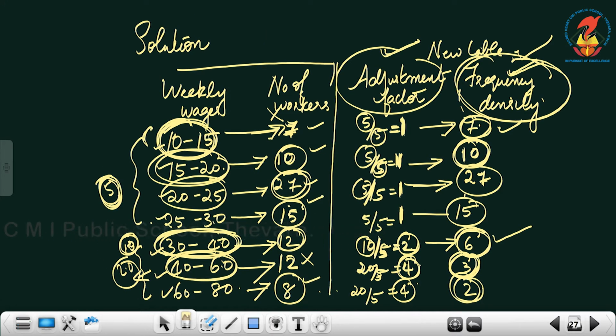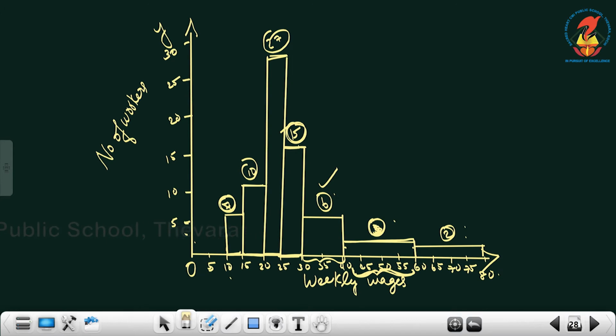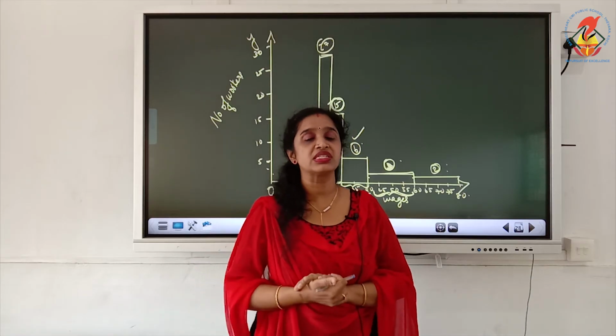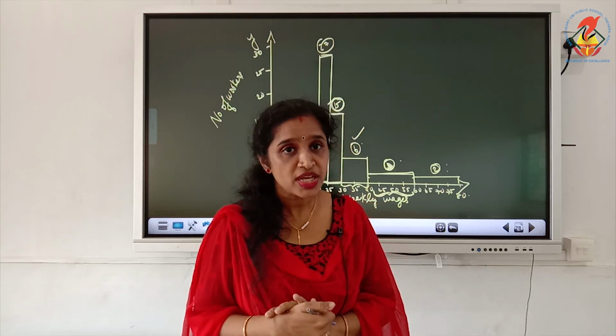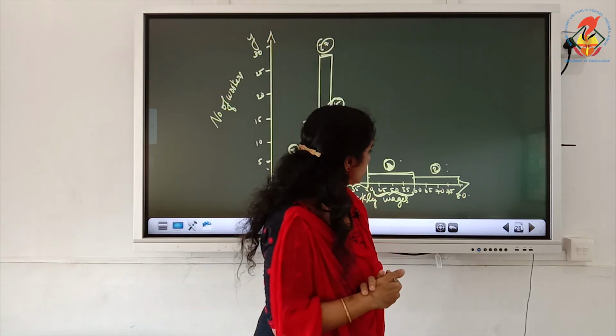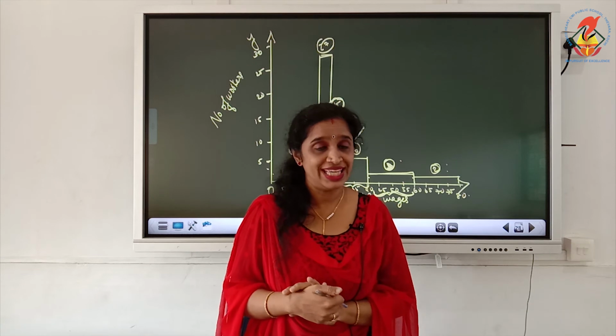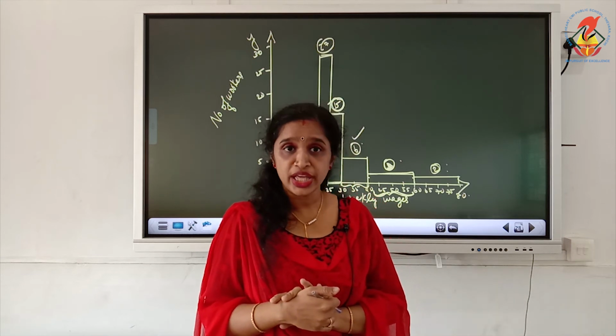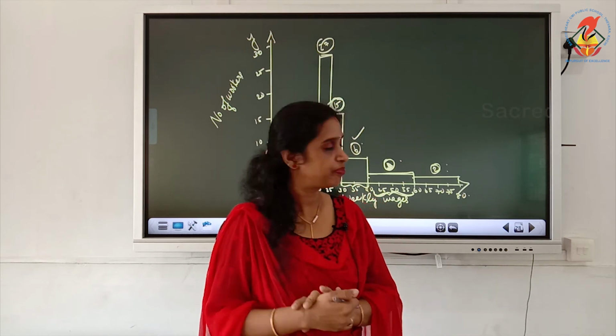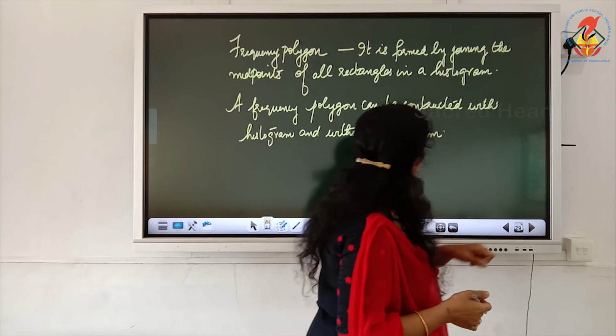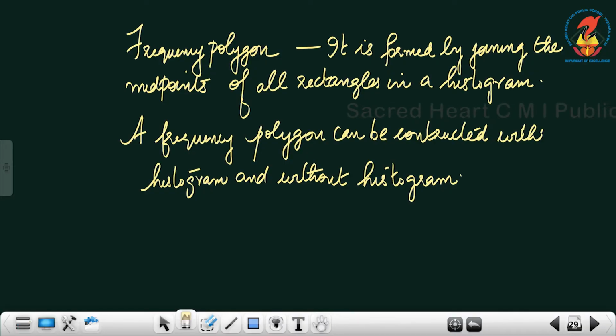This is how we construct a histogram with unequal class interval by finding the frequency density and with the adjustment factor. I hope it is clear to you, histogram with equal class interval and unequal class interval. Okay, now we will move on to the next frequency diagram, that is frequency polygon.